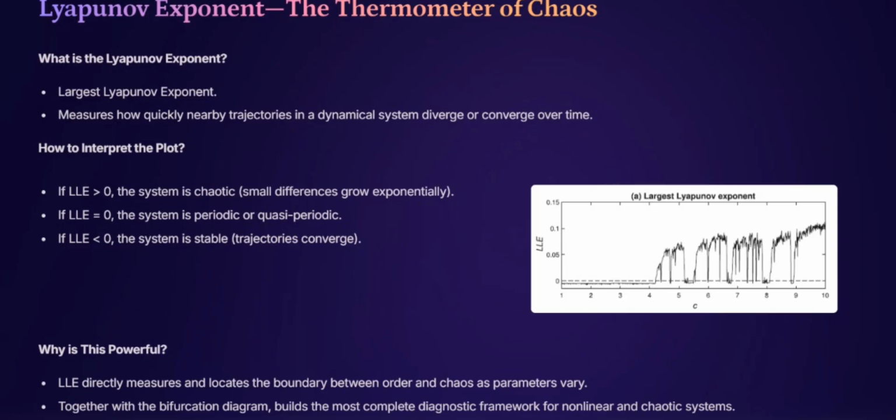The next topic is Lyapunov exponent. It measures how quickly the nearby trajectories in a dynamical system diverge or converge over time. So here in the image you can see that from around 1 to 4 the LLE value is less than 0. If the LLE value is less than 0, then it denotes that the system is stable. And from around 9 to 10 you can see that the LLE value is greater than 0, so it is chaotic. And when it touches 0, for example between 5 and 6, we can see that the LLE value touches 0 repeatedly, so there the system is periodic or quasi-periodic.